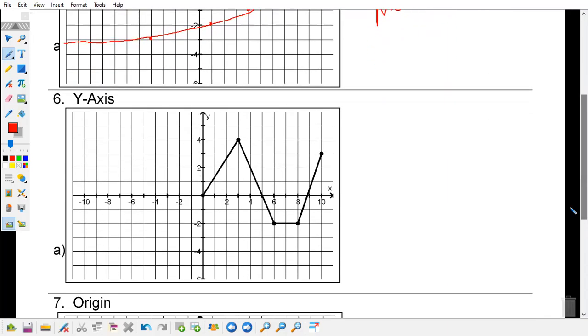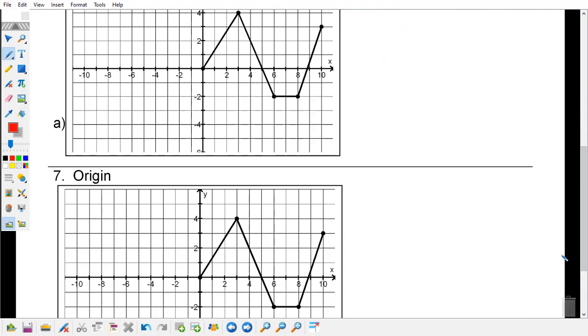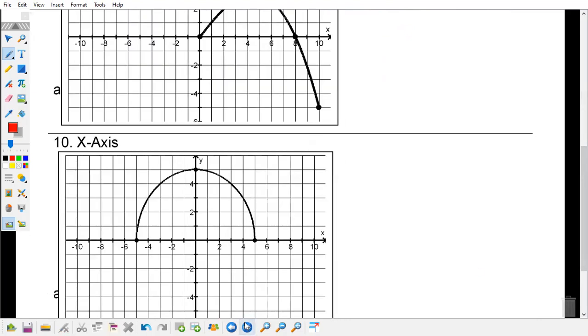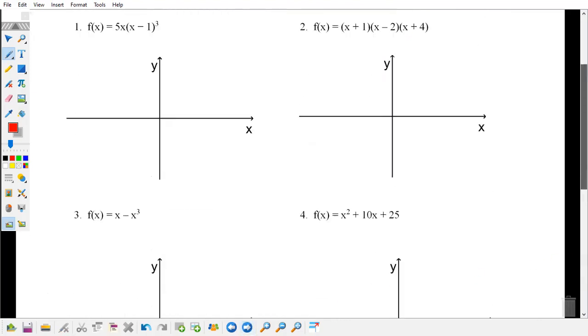Okay, so that's what you're doing. As you do 6, 7, 8, 9, 10, you're gonna check with your peers to make sure you understand what an even, odd, and neither graph will look like, and also making sure you understand what a function is not, okay? After you're done, let's look at your assignment.